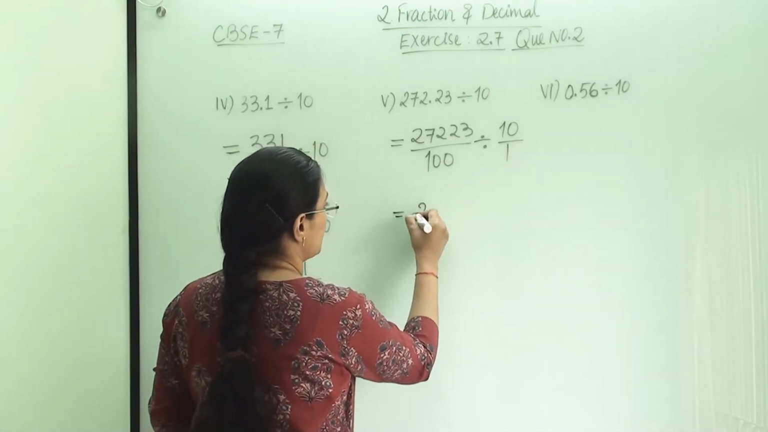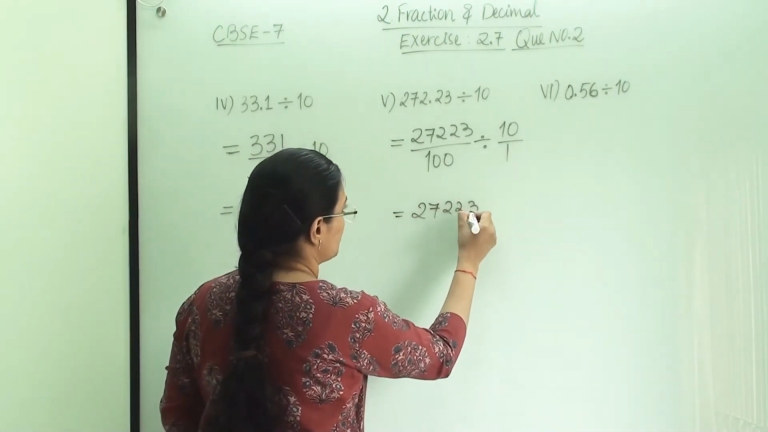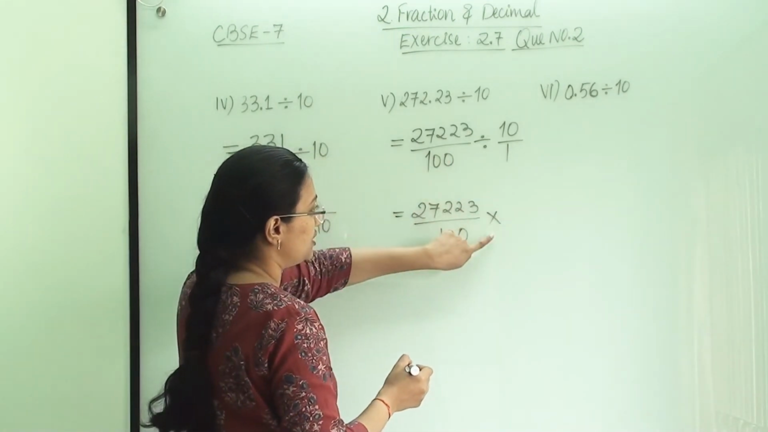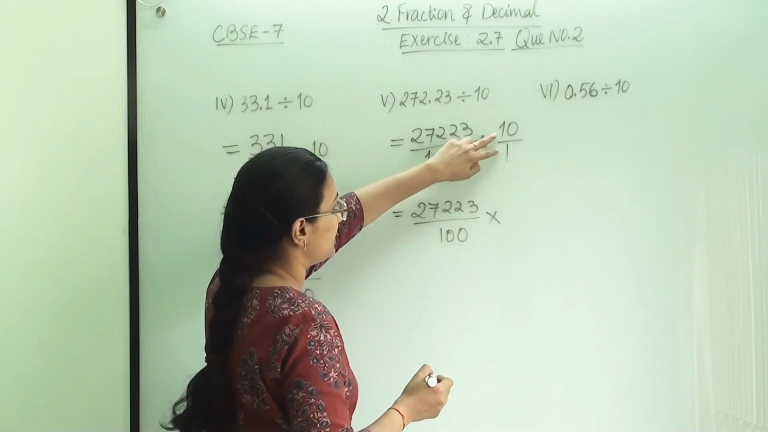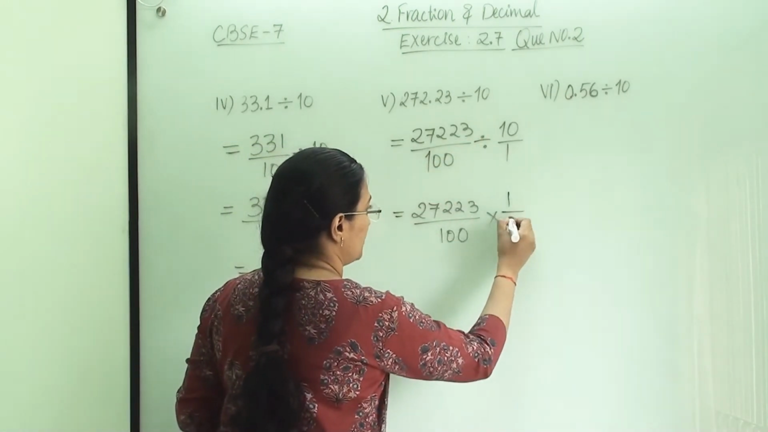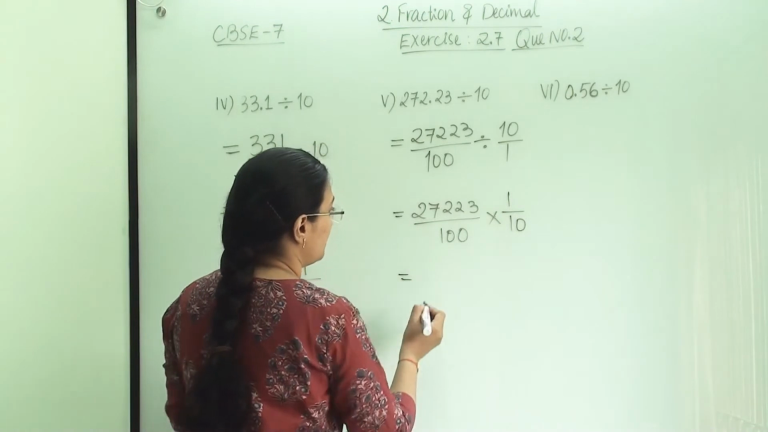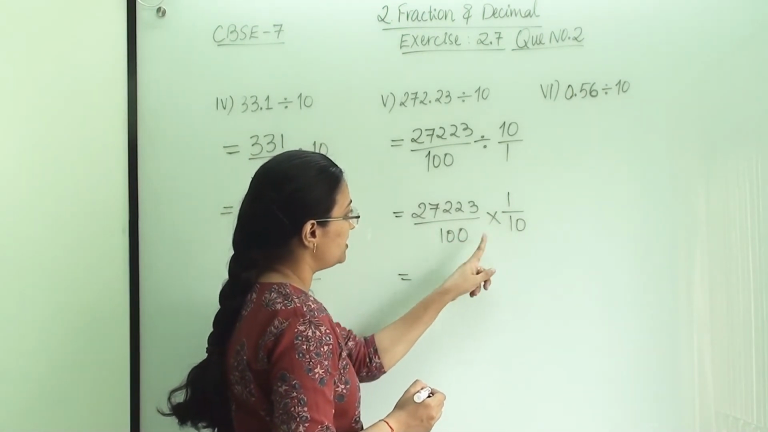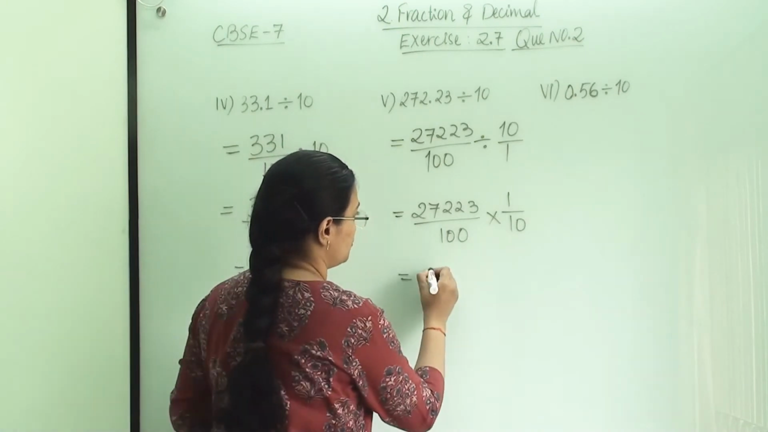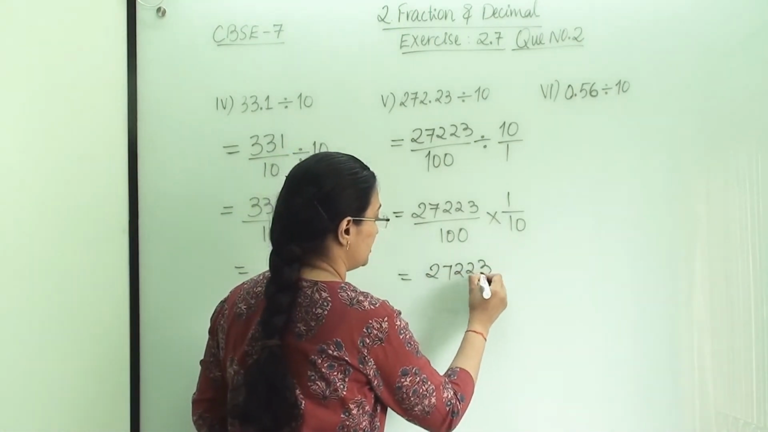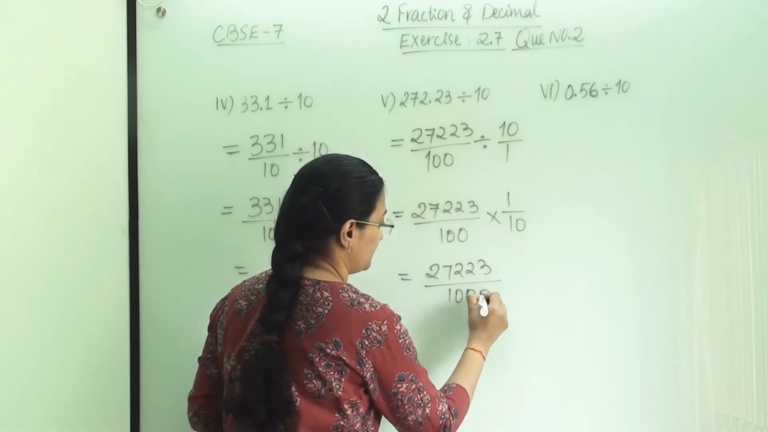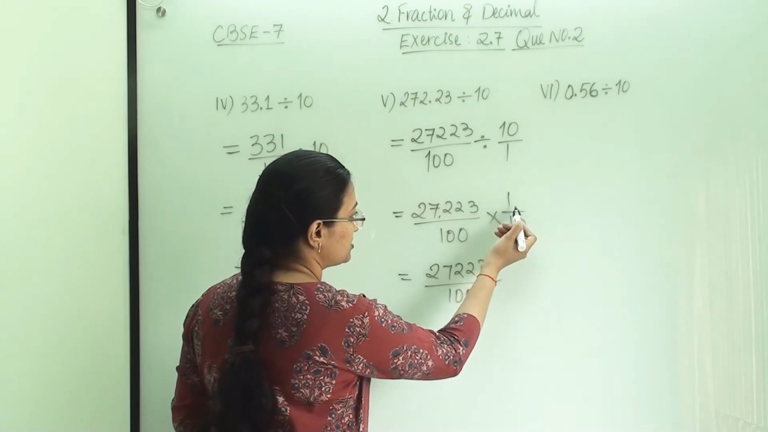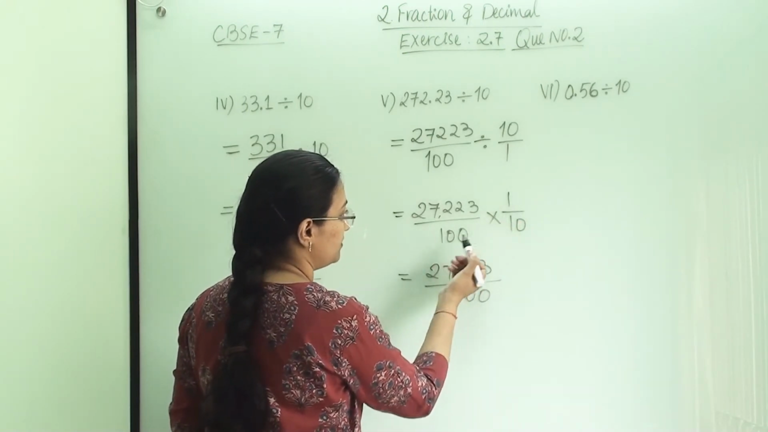So now let us convert this into multiplication. So this division sign we have converted into a multiplication sign, and we are taking the reciprocal of this number. So 1 divided by 10. Now in turn, there is 1000 in its denominator, 100 in multiplication with 10. So 27223 in division 1000 is there. 27223 in multiplication with 1, so the same number, and 100 into 10.